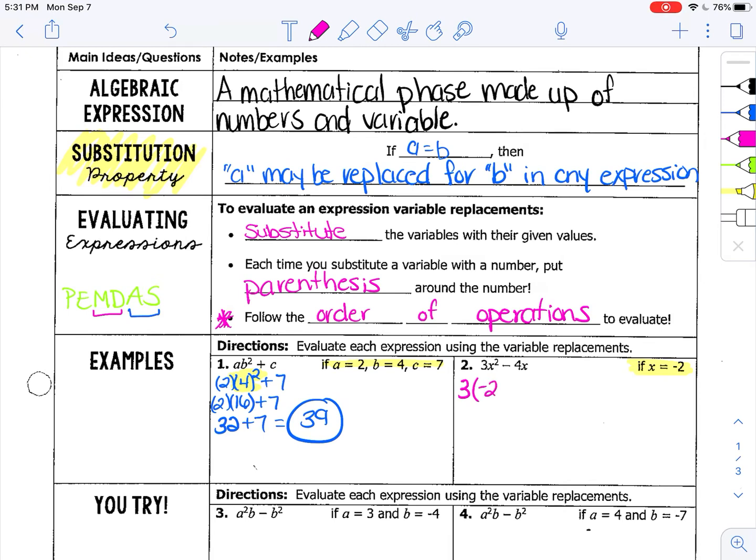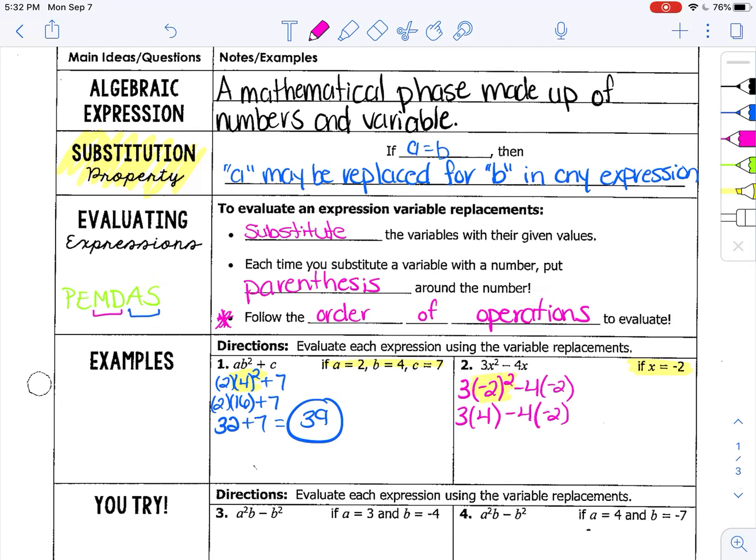3 parentheses negative 2 with the squared on the outside. Remember, the only thing on the inside is going to be the number you're substituting. Minus 4 parentheses negative 2. Again, we want to follow order of operations in order to solve this, and order of operations tells us to do this exponent first. Bring down your 3. Negative 2 squared is negative 2 times negative 2, which is 4. Bring down the minus 4 times negative 2.